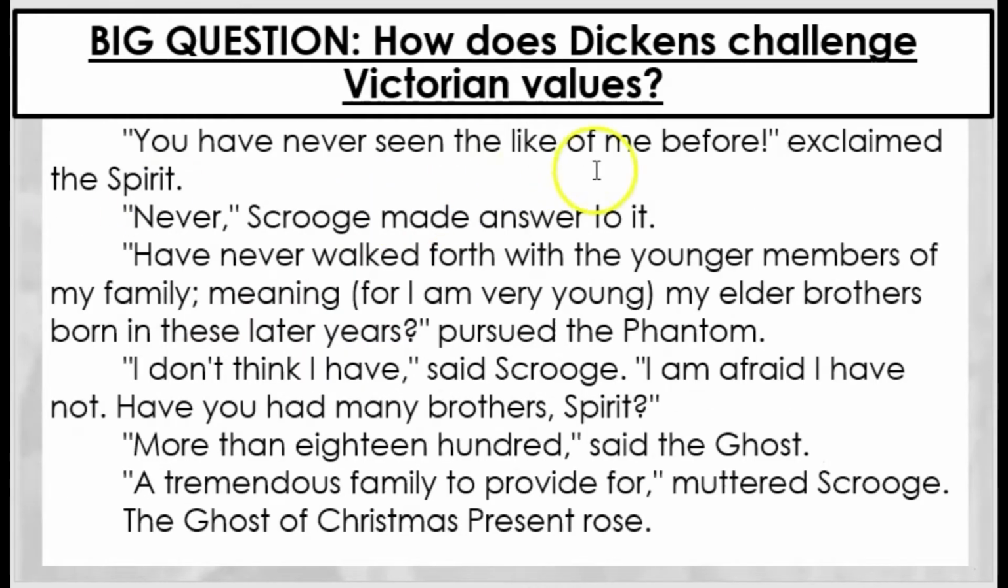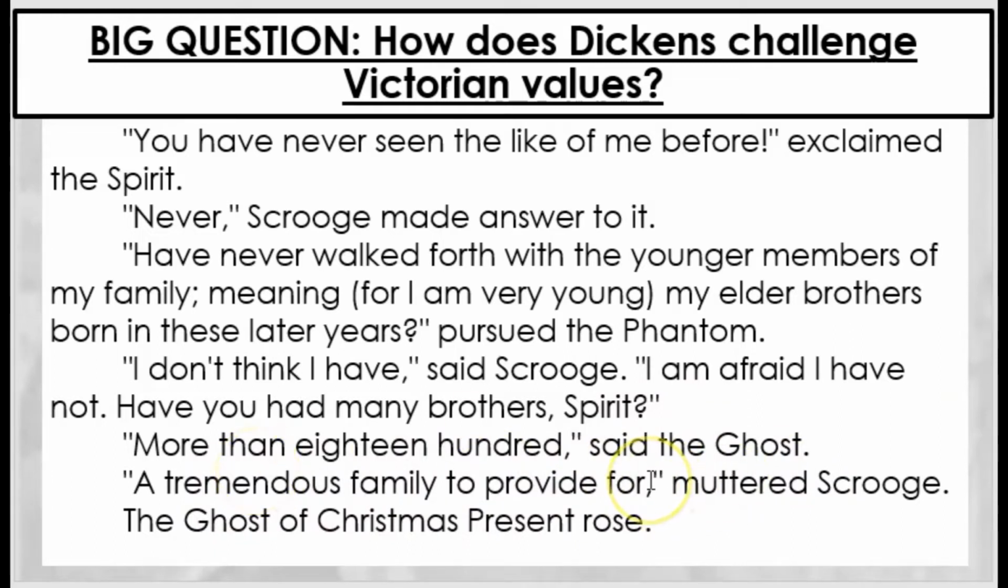"You have never seen the like of me before," exclaimed the spirit. "Never," Scrooge made answer to it. "Have never walked forth with the younger members of my family, meaning, for I am very young, my elder brothers born in these later years," pursued the phantom. "I don't think I have," said Scrooge. "I'm afraid I've not. Have you had many brothers, spirit?" "More than 1,800," said the ghost. "Tremendous family to provide for," muttered Scrooge. The ghost of Christmas present rose.